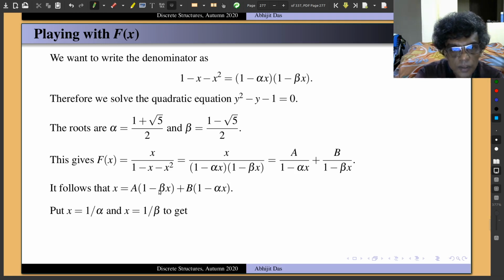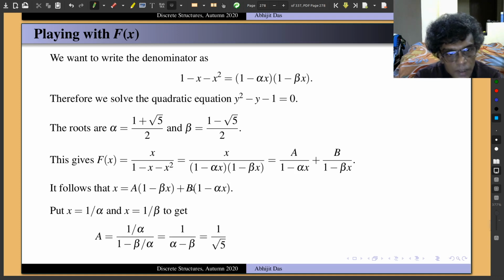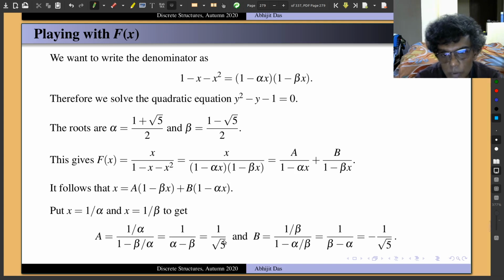And if you put x equal to 1 over beta, this will vanish, you will get the value of b, and you see that this works out as a equal to 1 over alpha over 1 minus beta over alpha, 1 over alpha minus beta, which is 1 over root 5, and b will come to 1 over beta, 1 minus alpha by beta, that is 1 over beta minus alpha, that is minus 1 over root 5. Okay, these are simple calculations.